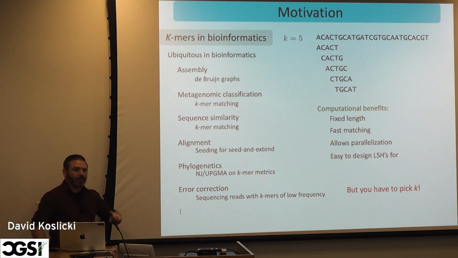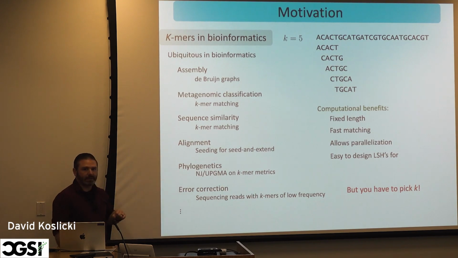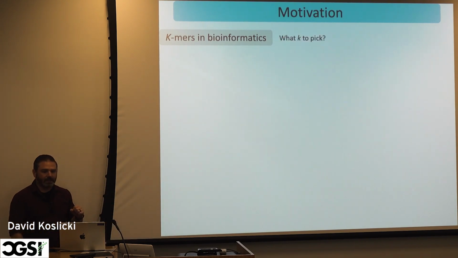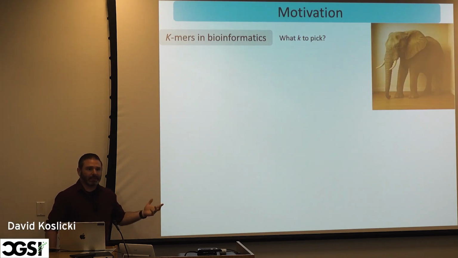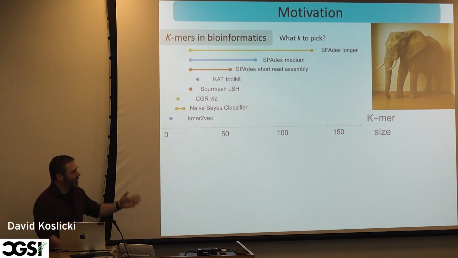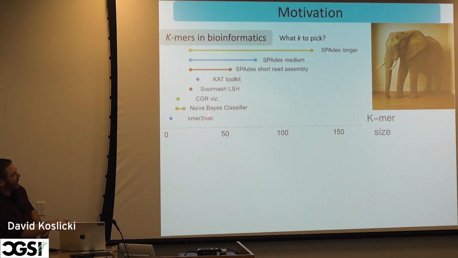But you have to pick a k-size to use k-mers in one of these applications. And at least from my perspective, the question of what k to pick really is a rather large elephant in the computational biology room. Because if we look at the range of different k-mer sizes that are used, from 0 up to over 150, which is basically an entire read if you're using short-read Illumina technology, different bioinformatics techniques span this entire spectrum.